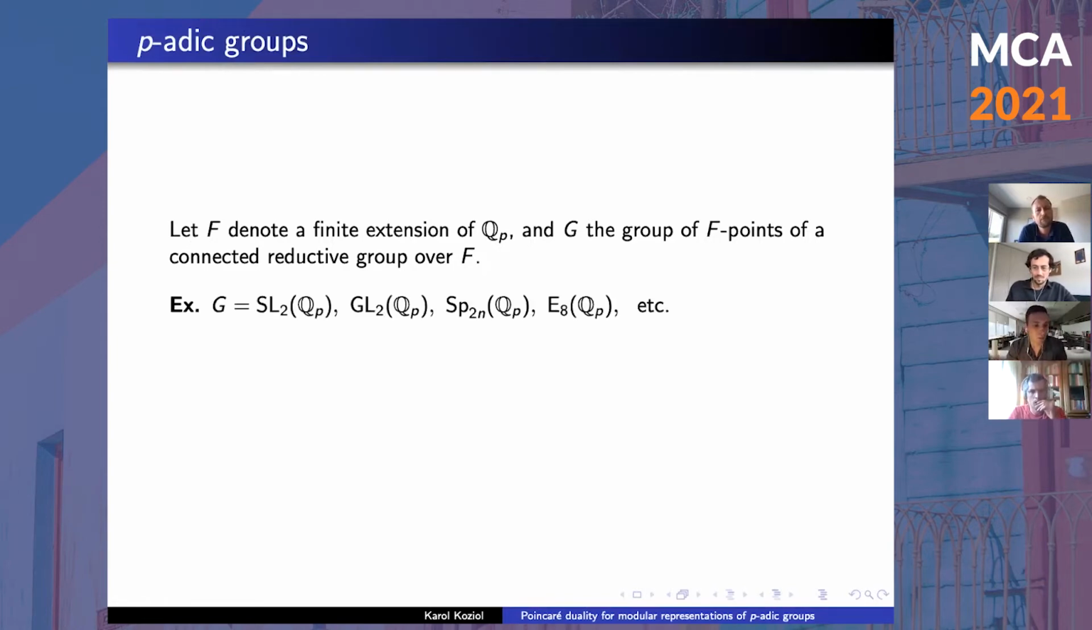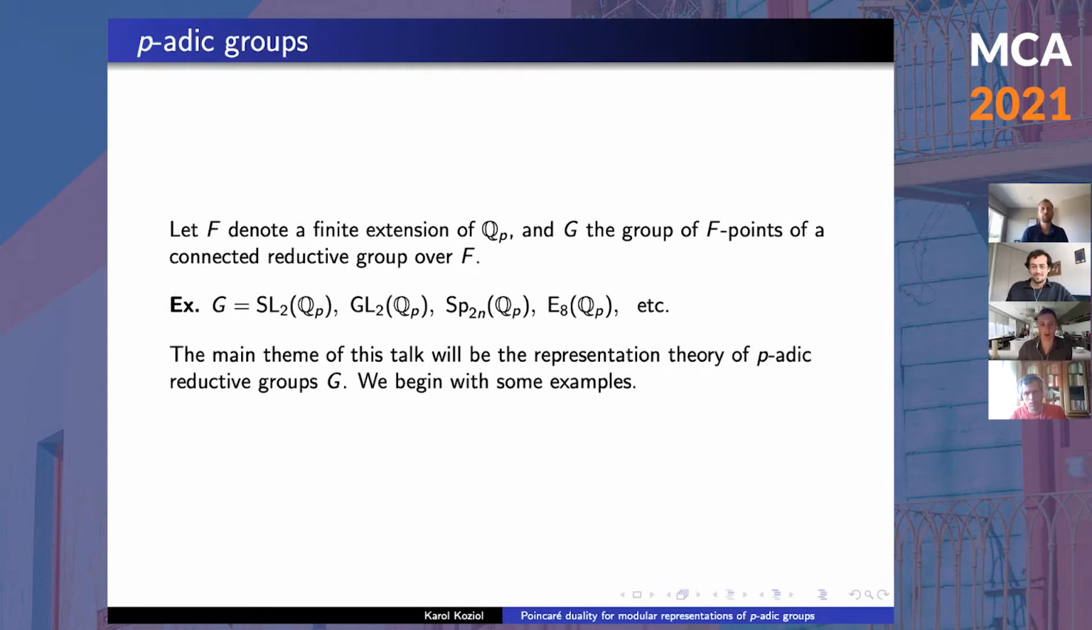You could take your G to be something like SL2(Q_p), GL2(Q_p), a symplectic group over Q_p, or, if you want to be more exotic, an exceptional group like E8 over Q_p. For the most part, all of my examples are going to come from SL2(Q_p), so if you just want to think about that, that's fine. The main theme is going to be the representation theory of p-adic reductive groups, and I'll define that a little more precisely in a bit.